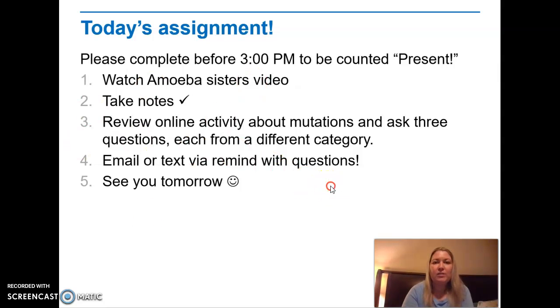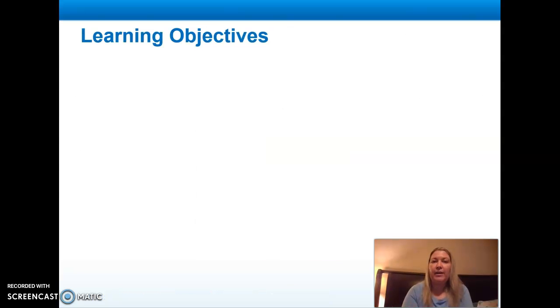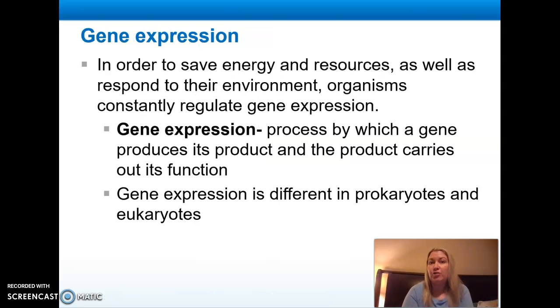So today's topic is about gene regulation. And think of genes as the instructions for making proteins, but we know that not every cell in your body needs every single protein in your genetic code all the time. So gene regulation is like the on and off switch for when and how much of your proteins actually get made.